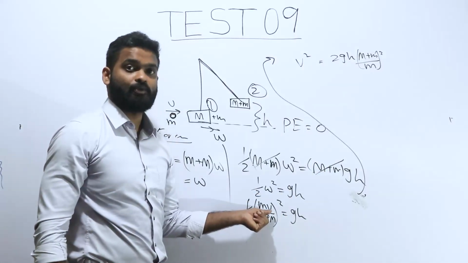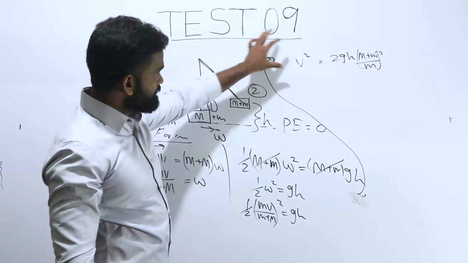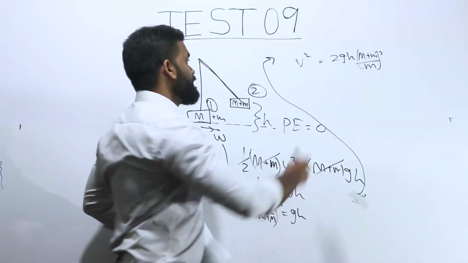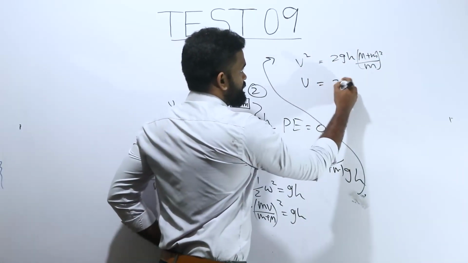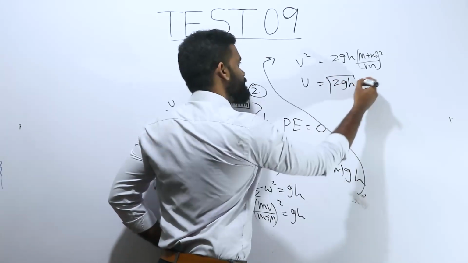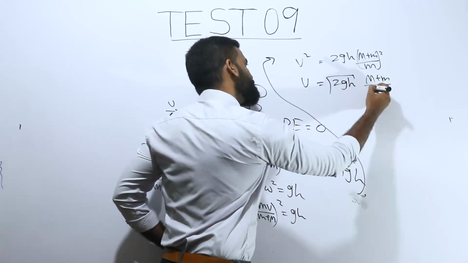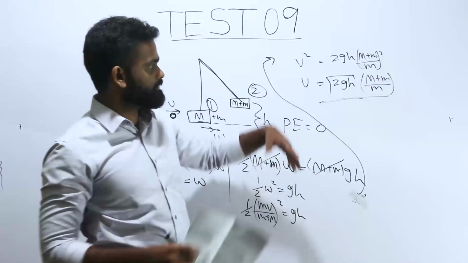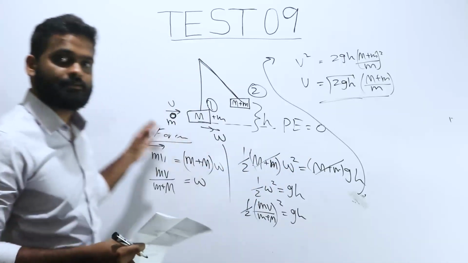I need to make V the subject. Right? Then V squared is equal to 2GH ((M + m)/m) squared. Then just take the root of both sides: root 2GH, (M + m) divided by m. So this is the velocity of the bullet.